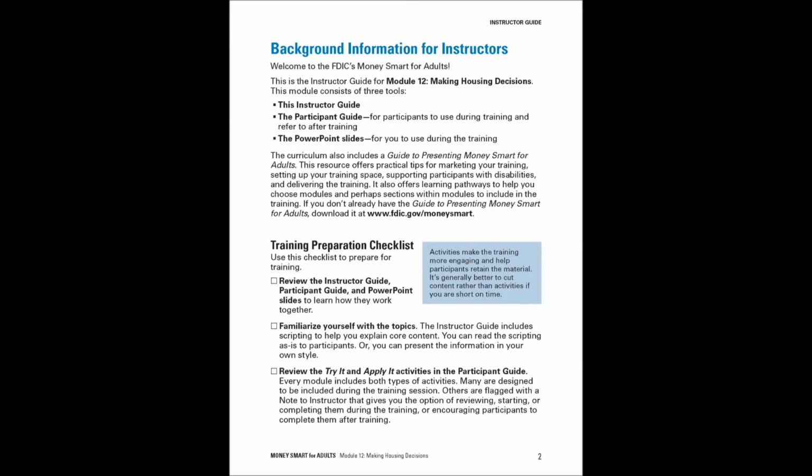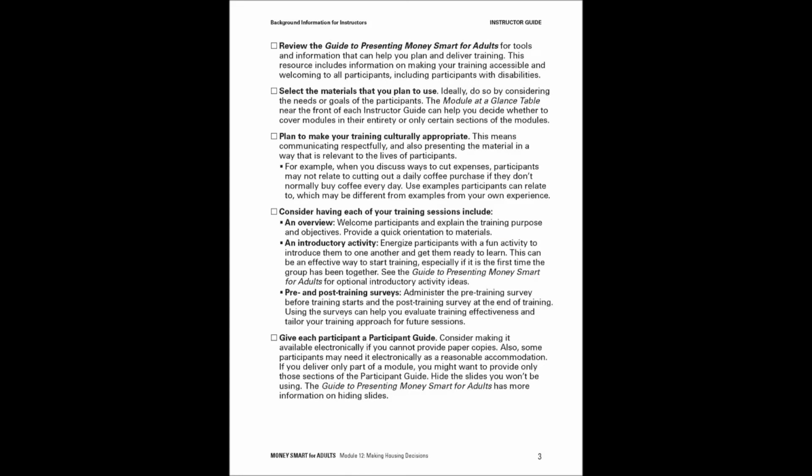There's background information for instructors where you're looking at the instructor guide, participant guide, the PowerPoint slides, all for you to use during the training. The curriculum also includes a guide to presenting Money Smart for Adults. That guide is available for you to get practical tips, marketing your training, setting up your training space, supporting participants with disabilities, and actually delivering the training. The training preparation checklist is to make sure that you have everything that's going to equip you to have a successful training. So make sure you go through that, checking off everything that you have need of there.